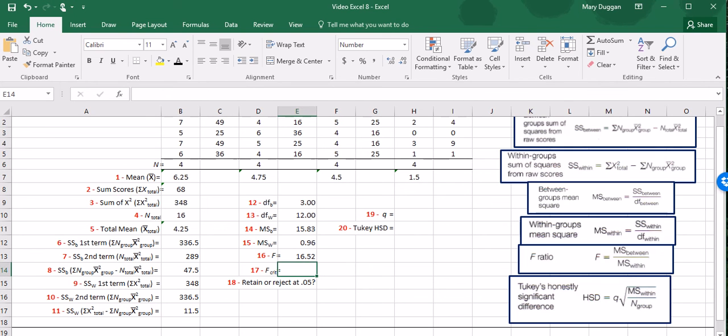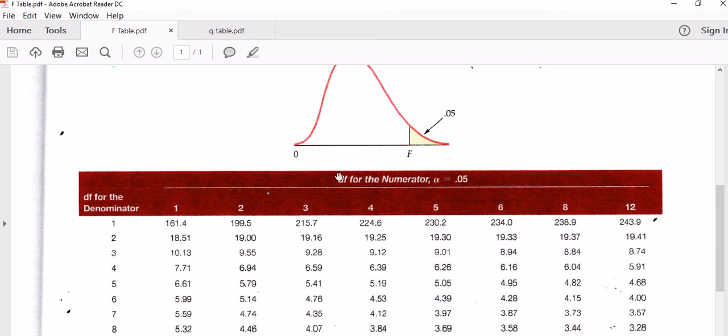But before we do, in order to find the critical F, we need to define the degrees of freedom for the numerator and the denominator. For the ANOVA, the numerator refers to the degrees of freedom between, right here, and the denominator refers to the degrees of freedom within. So you might want to make a note of that in your textbook so you can remember it easier. So for our example, the degrees of freedom between is 3 and the degrees of freedom within is 12. So let's take a look at the table for the F statistic.